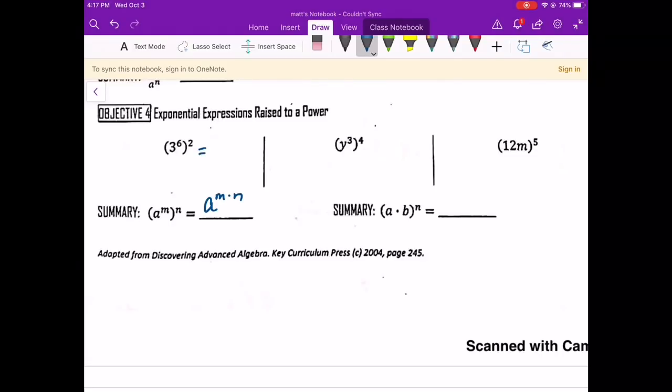But for this case, this would be 3 to the 6 times 2, which is 3 to the 12th. y to the 3 times 4, or y to the 12th.